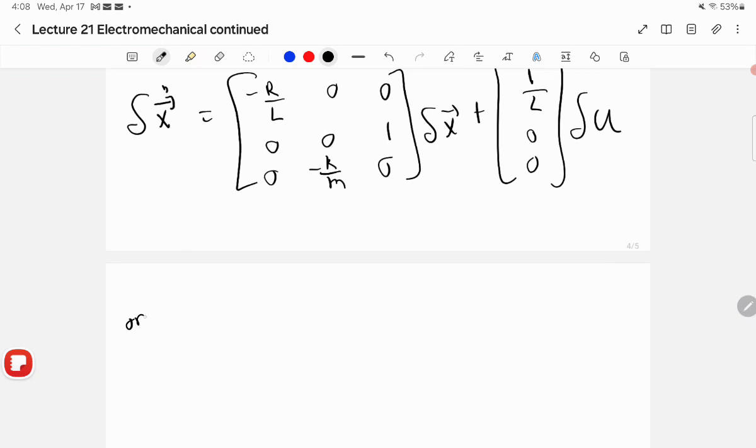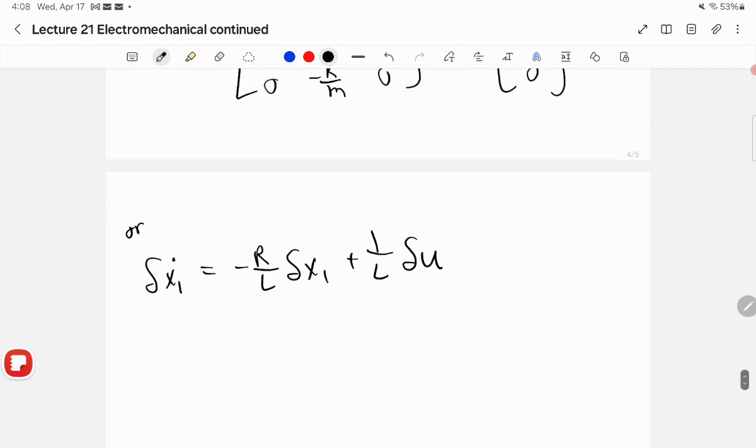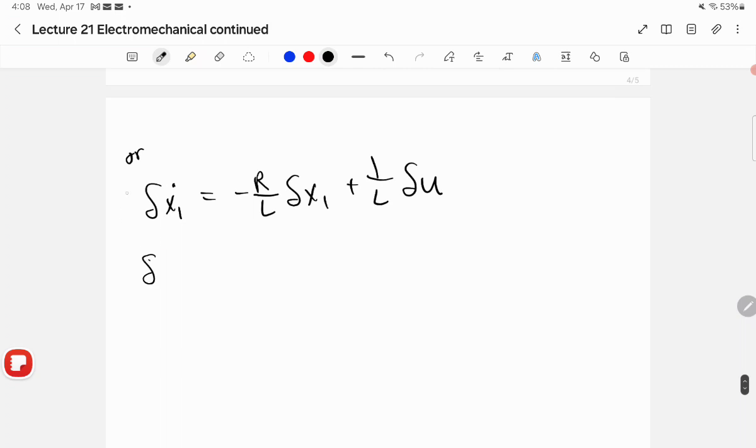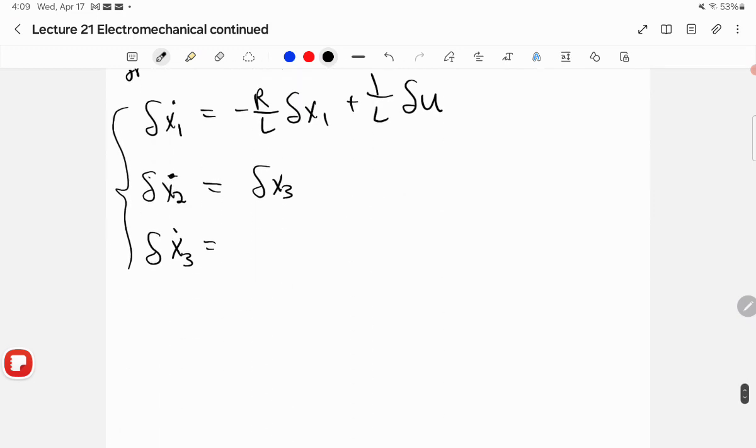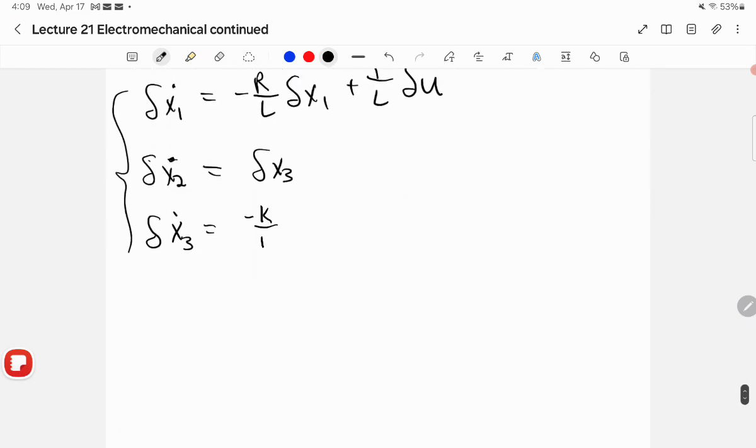Or I could write this as delta x1 dot is equal to minus r over L delta x1 plus 1 over L delta u. Delta x2 dot is equal to delta x3, and delta x3 dot is equal to minus k over m delta x2.